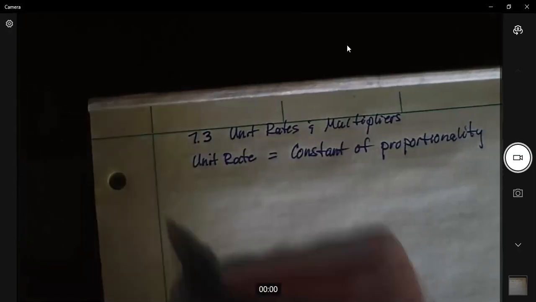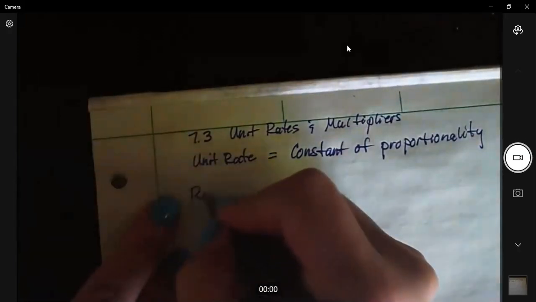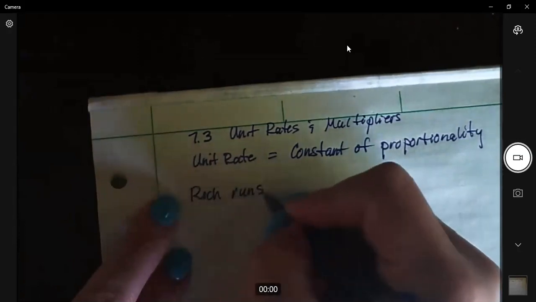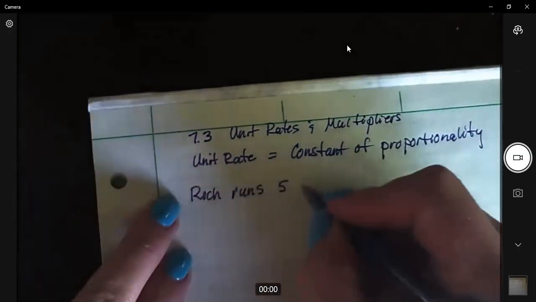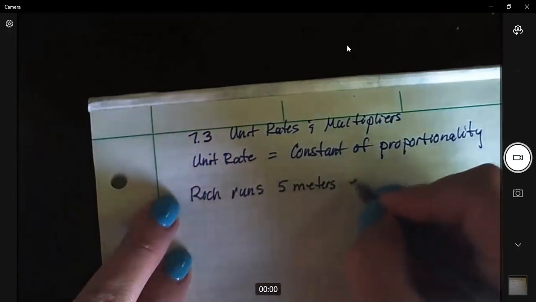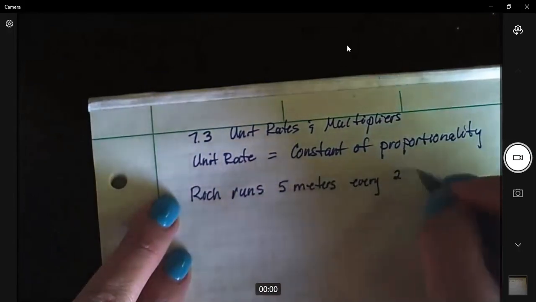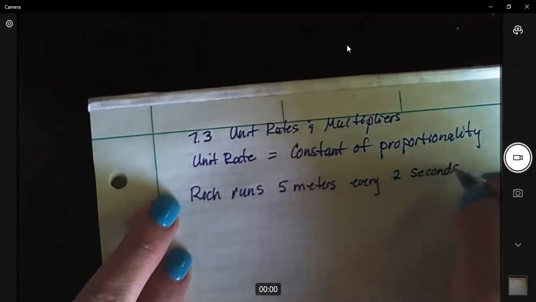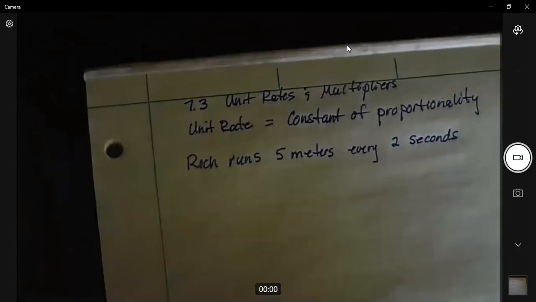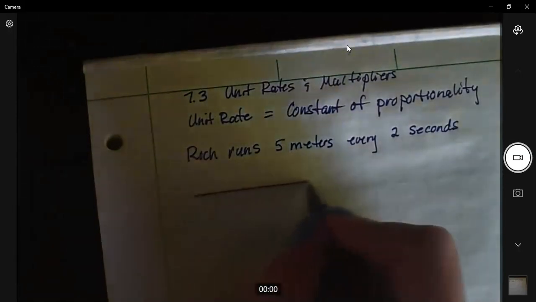So let's say we have a problem that says Rich runs, let's say you can go 5 meters every 2 seconds. Okay, so you can go 5 meters every 2 seconds. So we have a ratio of 5 to 2. Now, let's go ahead and draw that out on a double number line like we did before. So again, with a double number line.